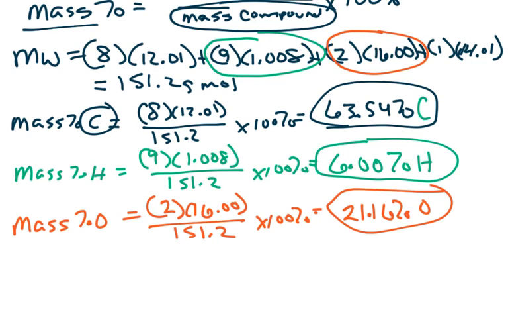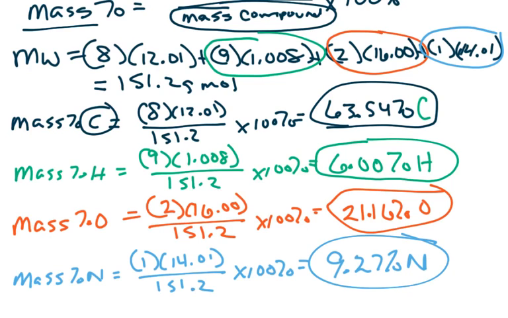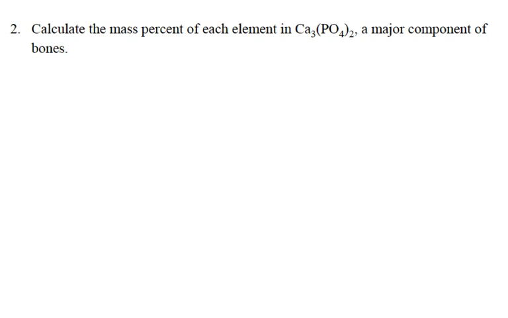Now mass percent N we could either find by subtracting from 100, or we could just do this: 1 times 14.01 over 151.2. But a check is to subtract it from 100. The other check is just to add these all up. They should add up to 100. Okay, so that's number one.